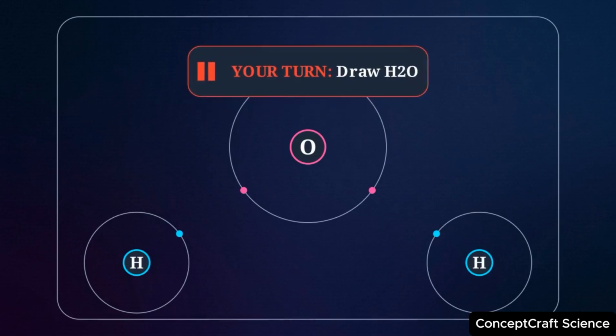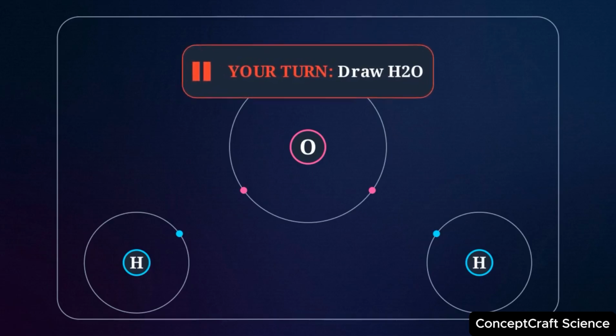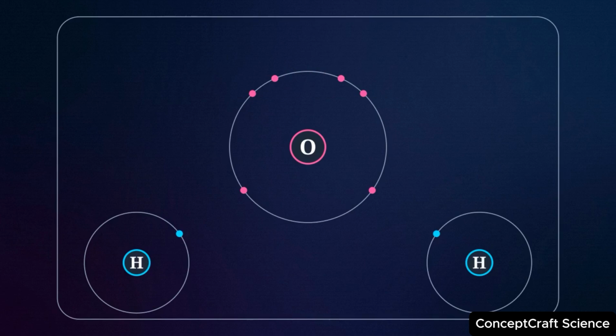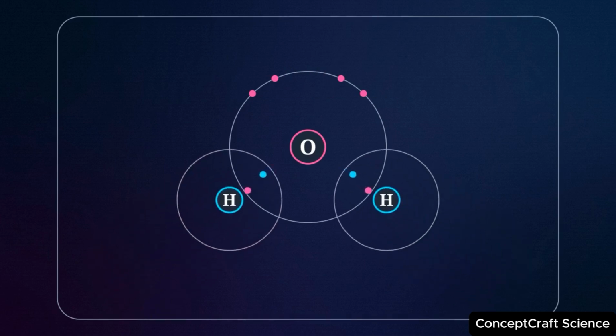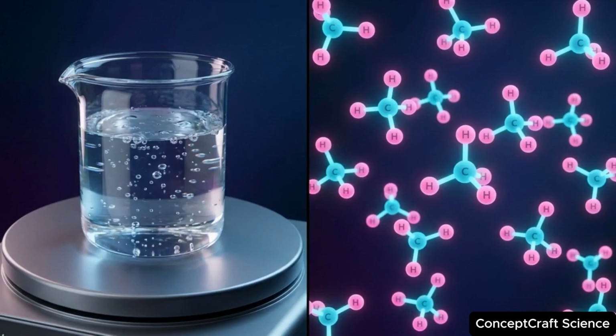Pause the video here. Draw the electron dot structure for water, and see how oxygen and hydrogen can mutually satisfy their valence needs. Here is the correct structure. The oxygen atom forms 2 separate single bonds, one with each hydrogen atom. This arrangement satisfies the shell requirements for all 3 atoms involved. These internal sharing arrangements define the physical properties we observe in the laboratory.